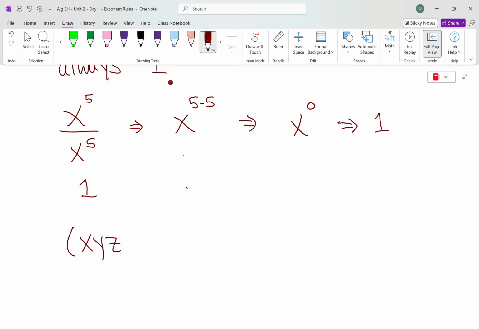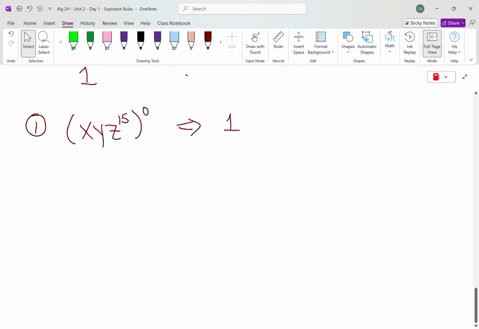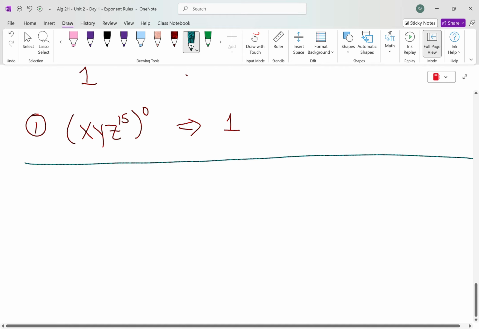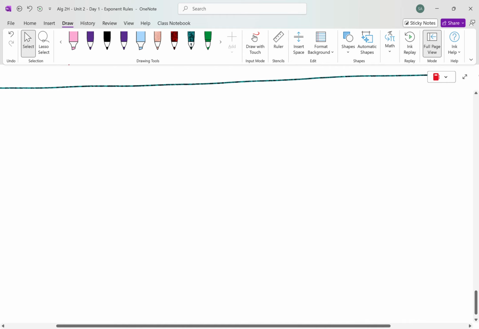Okay, so let's keep going. Now that we know anything to the 0 power is 1, if I have x, y, z to the 15th raised to the 0 power, since that whole quantity is to the 0 power, we're going to count it as just 1. So any quantity raised to the 0 power just becomes 1. All right, last thing is order of operations. So now we're going to put the addition, the multiplication, the division, everything, power to a power, all together.